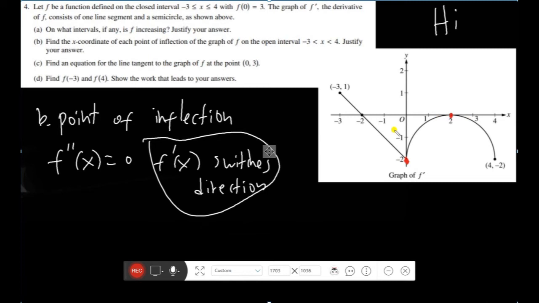Okay? So we can say, well, since f prime of x switches direction, x equals 0 and x equals 2, we have points of inflection there. That will be justification. So we get 1 point for correctly identifying the 2 points, and another point for the answer.